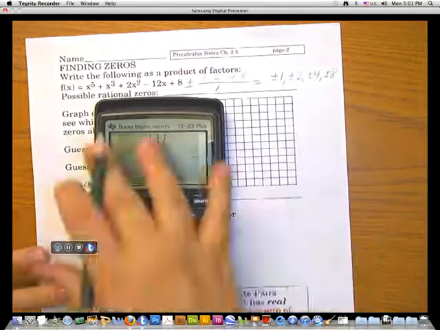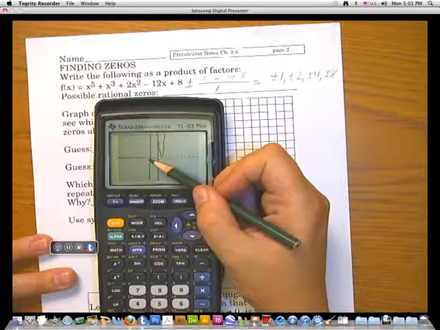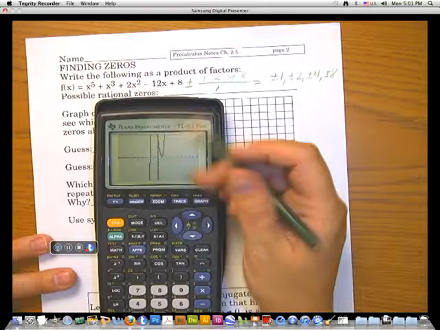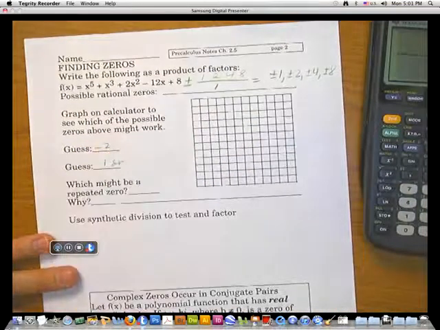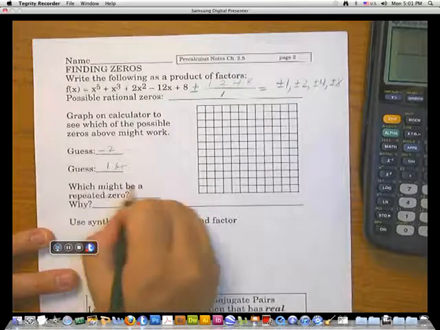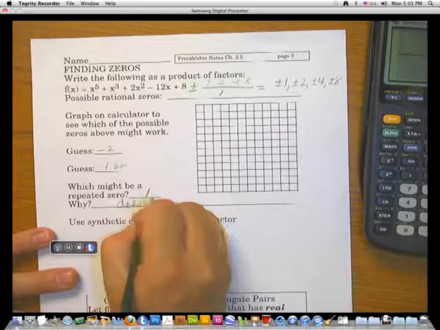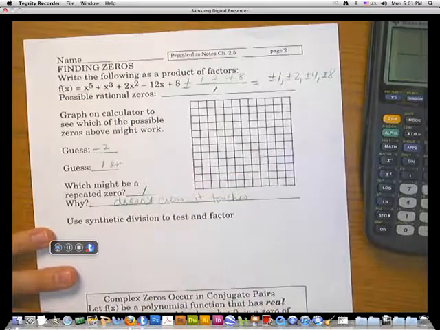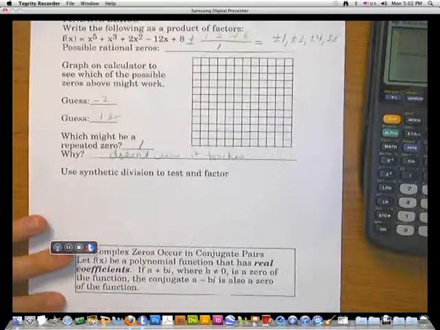Alright, so what we're going to do is we're going to go through this process. Now, it looks like negative 2 is probably a zero, and it looks like 1 is the double root, or the multiplicity of 2, zero. So we're going to start with negative 2 and 1 as a possible double root, and the reason for it is because it doesn't cross. It touches the x-axis, and that goes back again a couple of sections. If we have multiplicity that's even, it does not cross, it only touches.